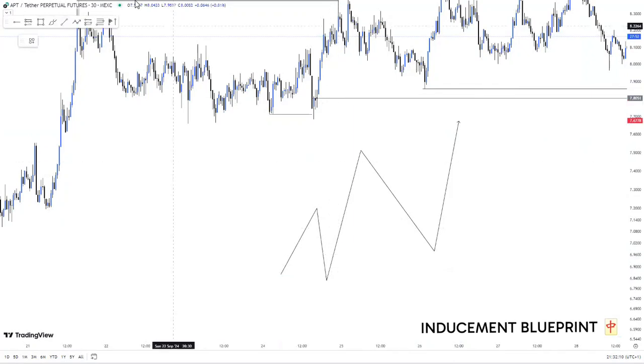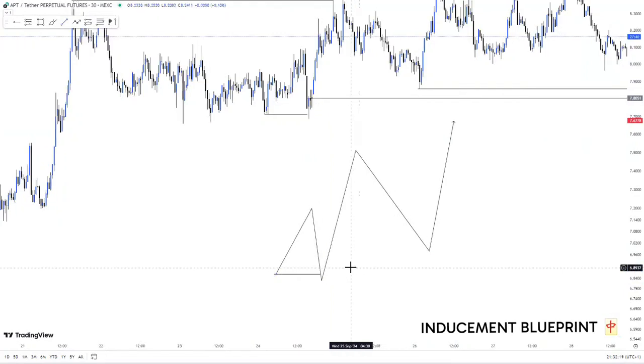How many minutes do we have left? We just have 9 minutes left. So let me just map this out. This is a valid sweep. And then this is what? An engagement.